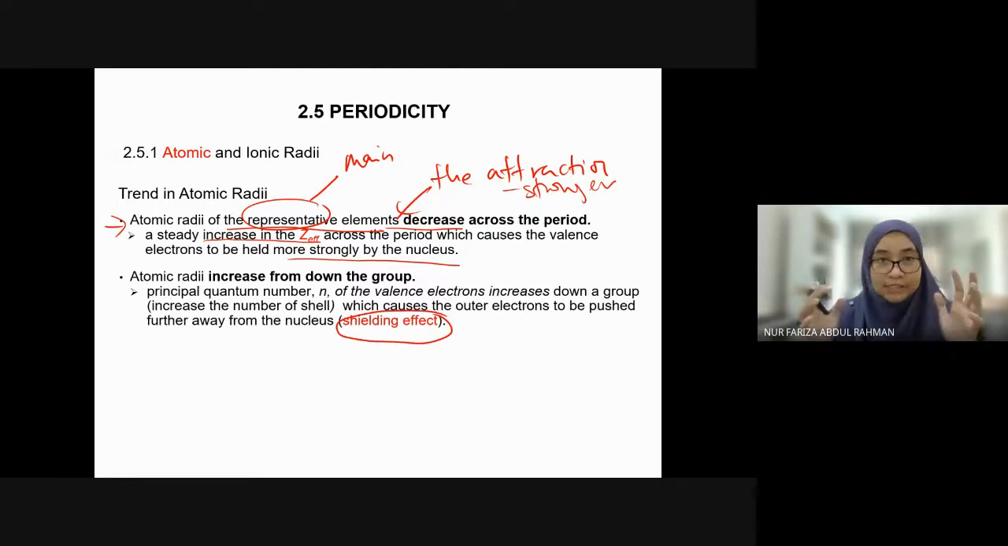Why? Logically speaking, when we go down the group, the number of n increases. Right? n equal to 1, 2, 3 and so on.